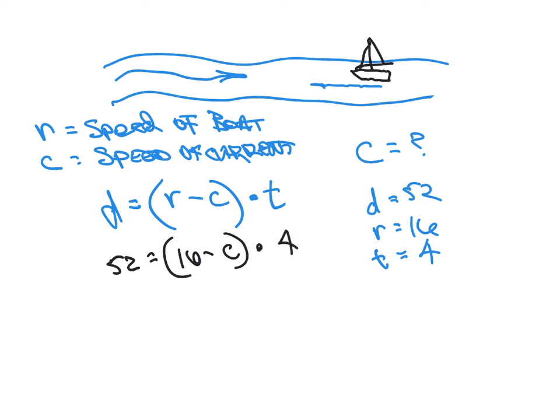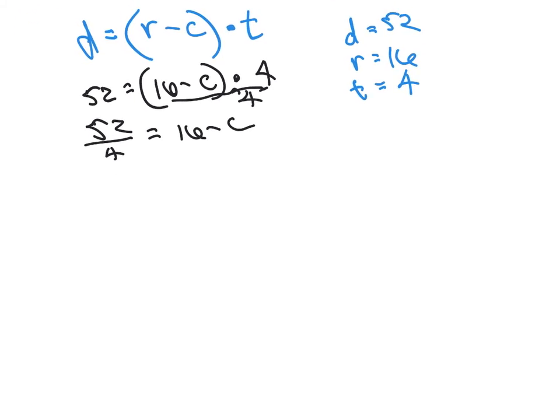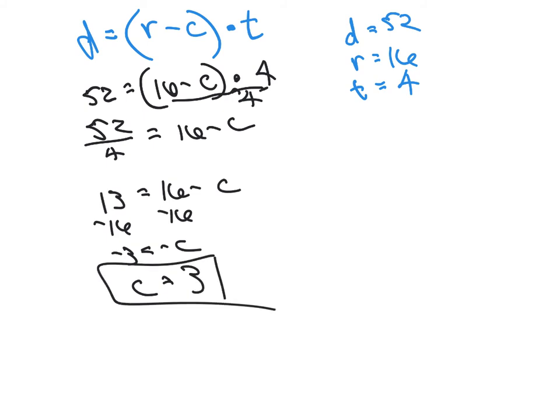All right, so if we were to rewrite this, well, in fact, let's just divide the whole thing by 4, and this here by 4. So we end up with 13 equals 16 minus C. Subtract 16 from both sides. Negative 3 equals negative C. C equals 3. So that's the speed of the current.